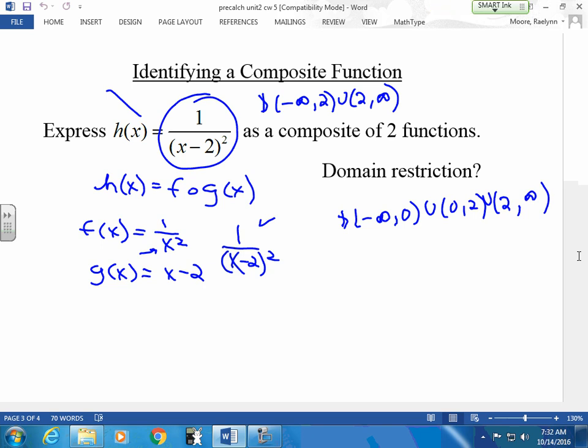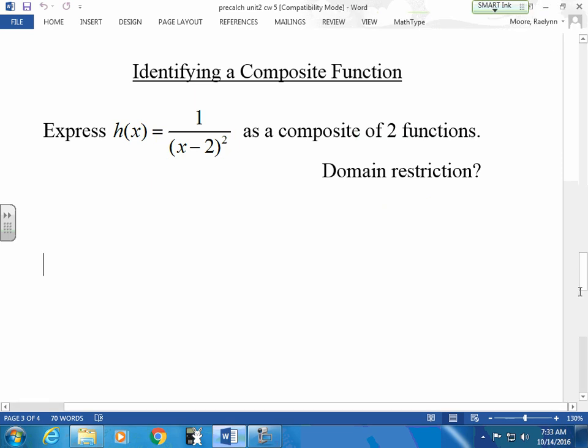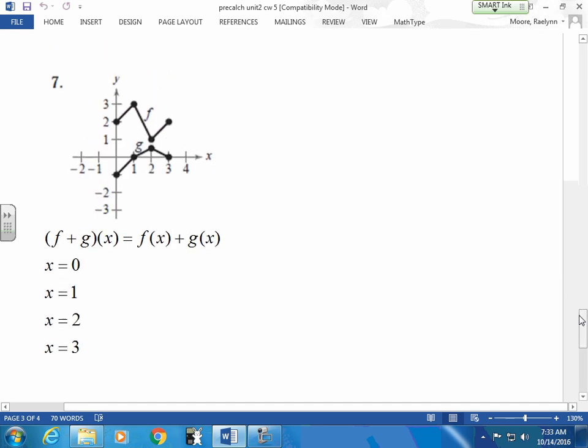I was going to wait till we did this, but this kind of says, does this have a domain restriction? Okay, so sometimes just think them out and then try them. Make sure they work. Okay. And the only other time you're going to see these, which I thought you might have seen these before, is with a graph.